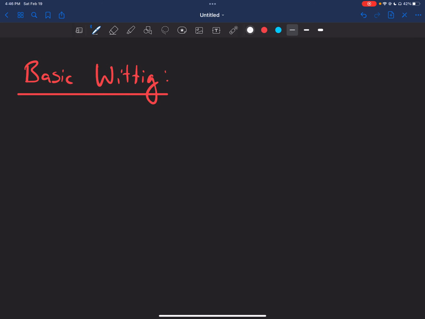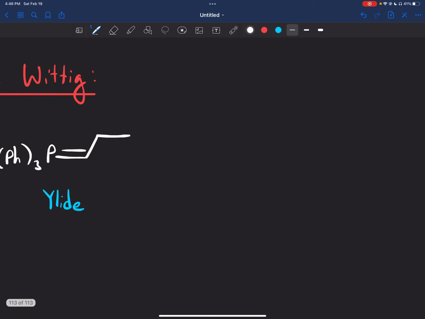So we're going to start with our ylide. Let's say it's this one, and it's connected to our phosphorus. And so here's our ylide, and we react with carbonyls. In this case, let's use this aldehyde.